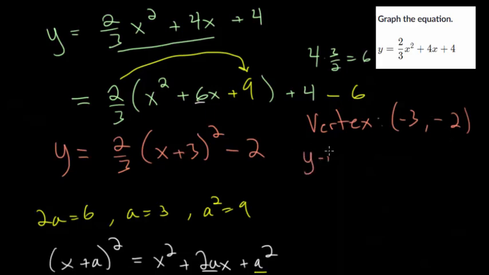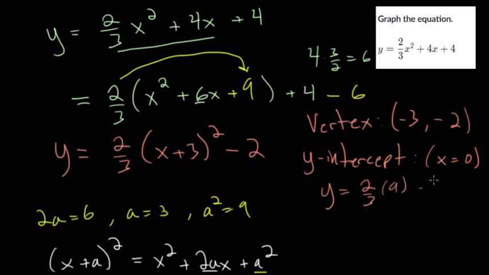So let's do the y-intercept first. So that's when x is 0. So if we plug in 0 for x, then our y value would be 2/3 times 0 plus 3, which is just 3 squared. So that would be 9. And then we'll subtract 2 from that. So 9 divided by 3 is 3. So this is just 3 times 2, which is 6. So we get 6 minus 2, which is 4. So we know our graph goes through the point 0, 4.